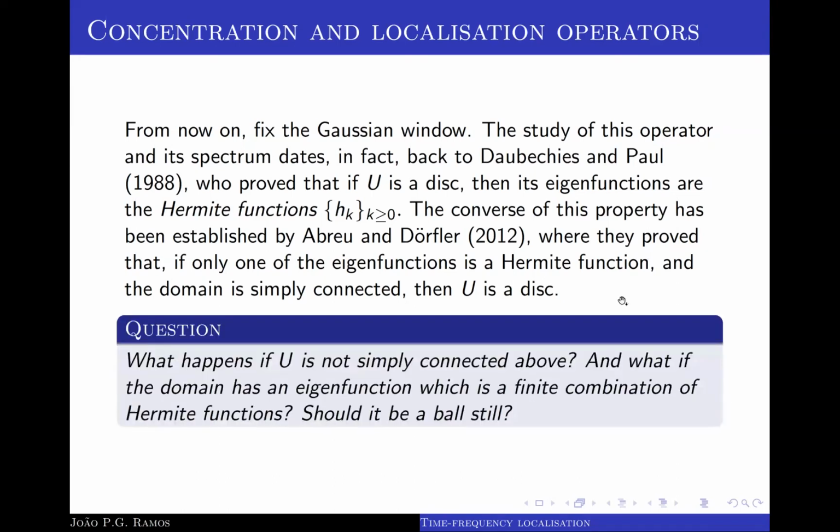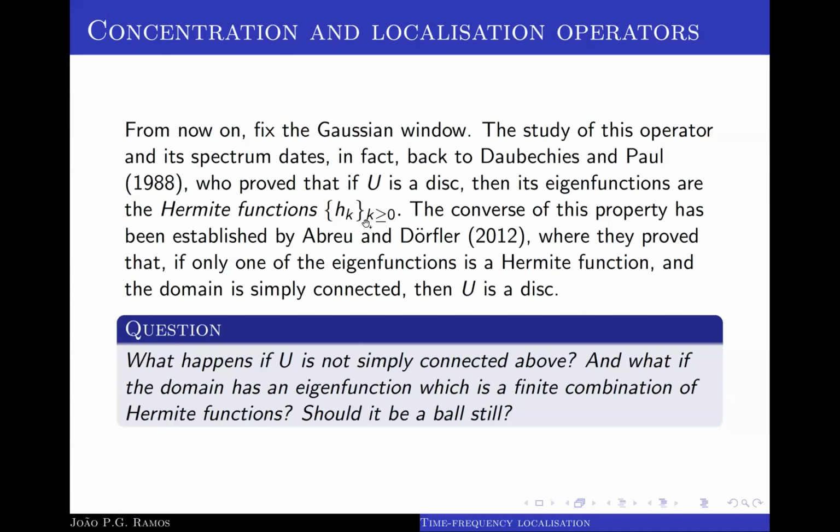And the question that is very natural from this discussion is, if U is a domain, but you don't know that it's simply connected, if you just know that it's connected, what can be said? Naturally, an annulus has the same property. One can do the same computation. An annulus has the same property as the disk in terms of its eigenfunctions.